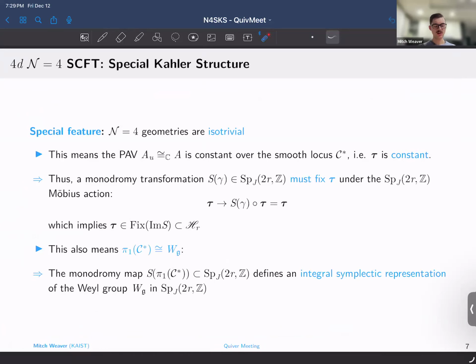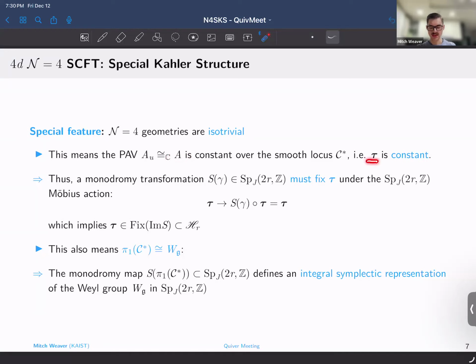So a special feature of these N=4 geometries is that they're so-called isotrivial. This is a really powerful fact, and it means that the polarized abelian variety that's fibered everywhere is actually constant, and it's just given by some model abelian variety I'll just call A. But at every point, instead of the period matrix of A varying, it's just constant everywhere.